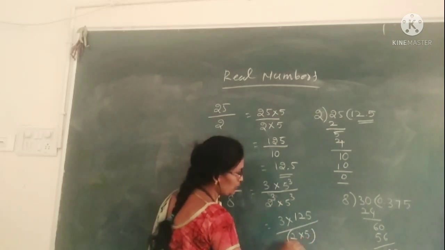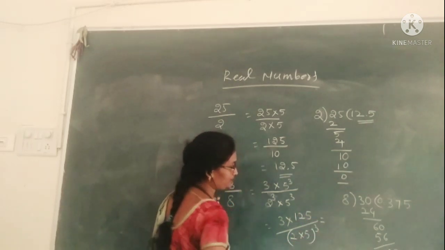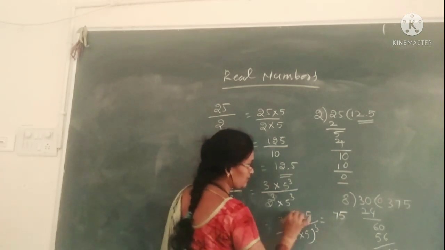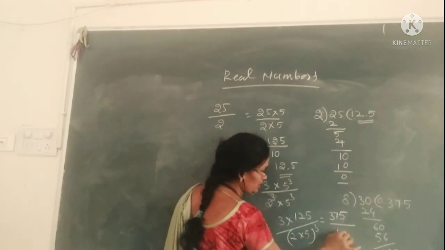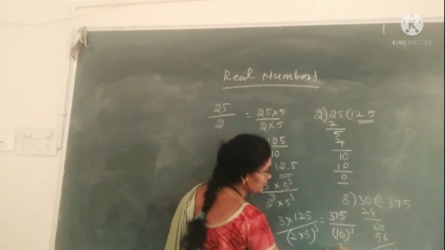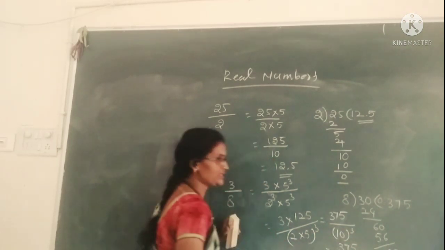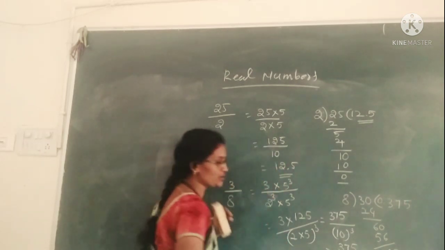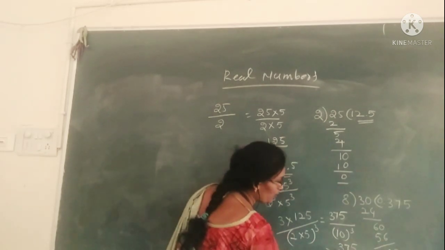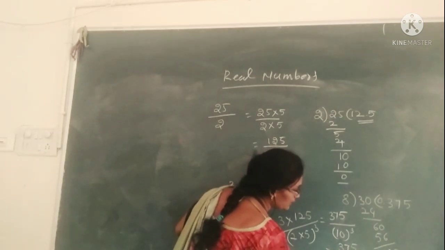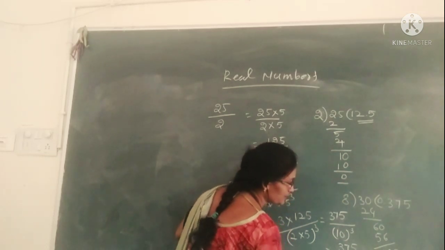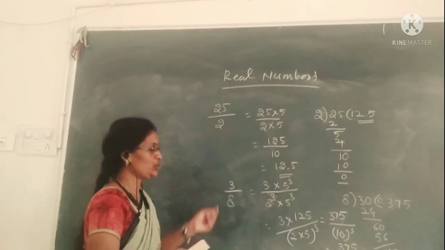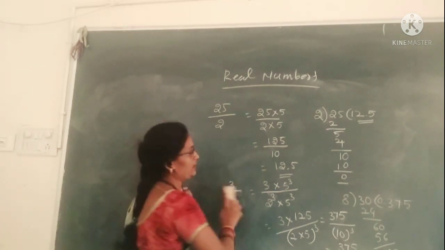So 2 into 5, whole cube. Then 3 fives are 15, 3 twos are 6 plus 1 is 7, and 3 ones are 3, giving 375, over 5 twos are 10, whole cube. 10 cubed means 10 into 10 into 10, which is 1000. How many zeros? 3 zeros. Then we put the point with 3 decimal places, that means 0.375. So we can use the theorem and the division method.